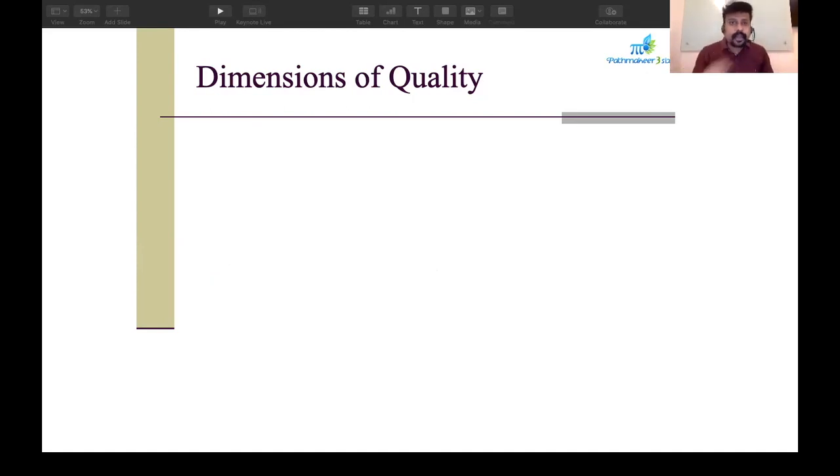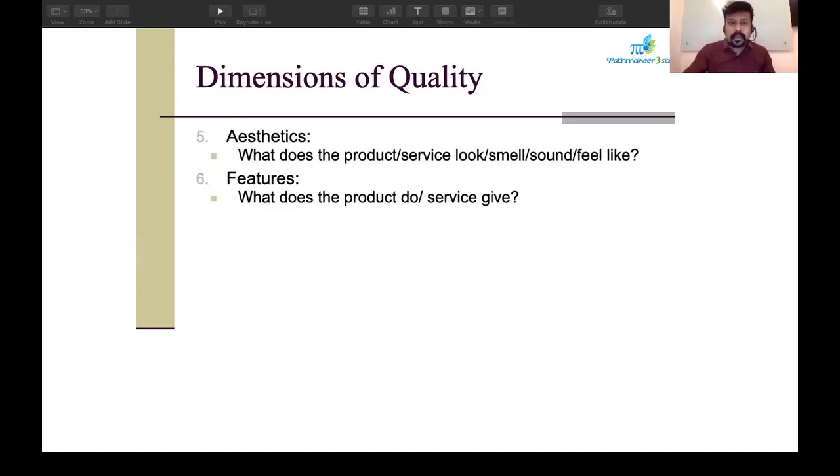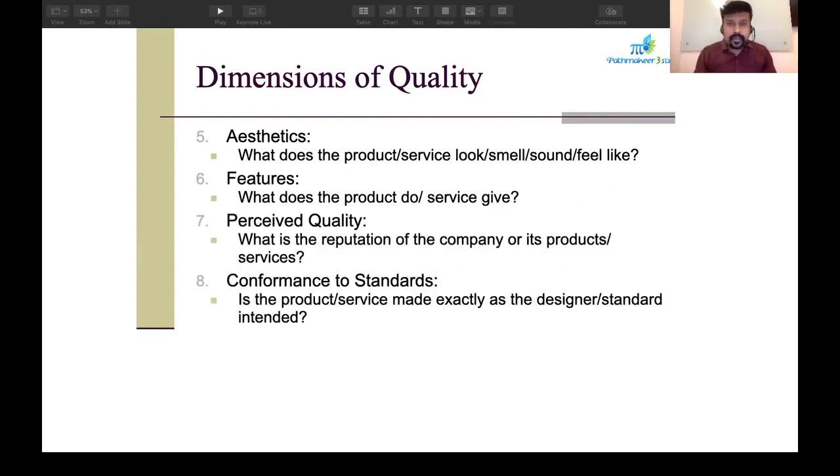Now coming to the next dimensions, the remaining dimensions. These are the remaining 4 dimensions. First one is aesthetics. You buy a headphone. What do you look for? You look for sound. You buy a shirt. What do you look for? You look for comfort. You look for color. You look for fit. Right?